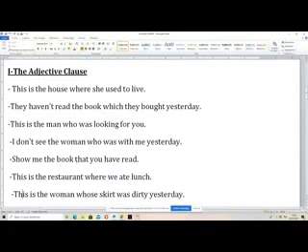Next sentence. Yes, please. My name is Noury Sadaq. The second one is: they haven't read the book which they bought yesterday. Which they bought yesterday is an adjective clause, functioning as an adjective and modifying the book. And the modified word is the book, the reference is the book. Yeah. Good. Thank you. Anyone to do the other one?